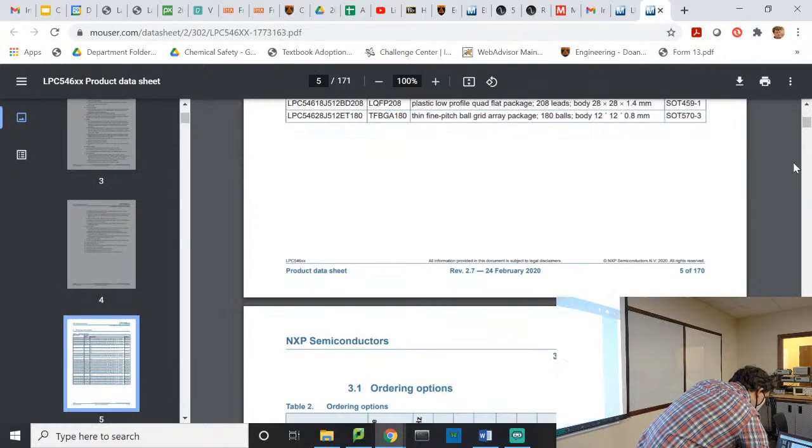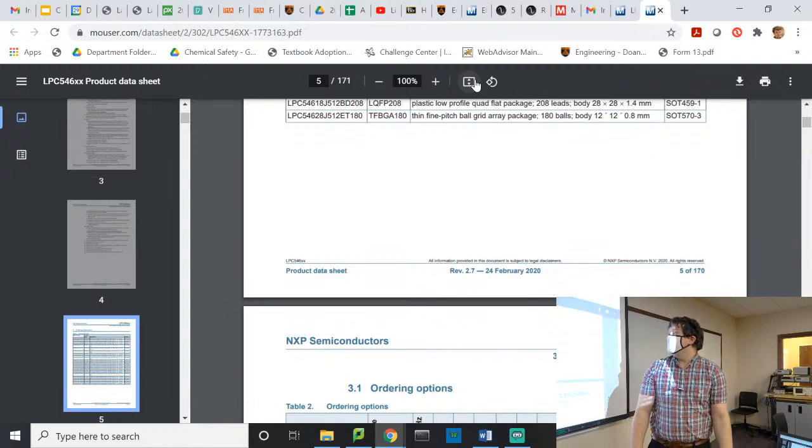You keep reading on through here. Oh my goodness gracious, this is 171 pages long. That's easy. The one I just looked at was 407.